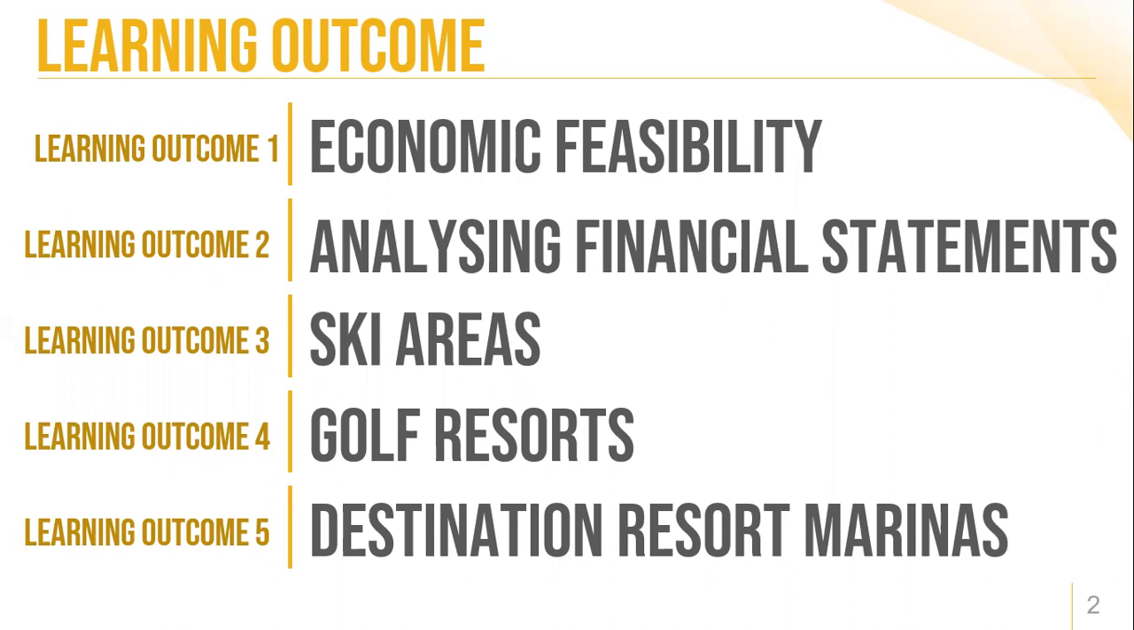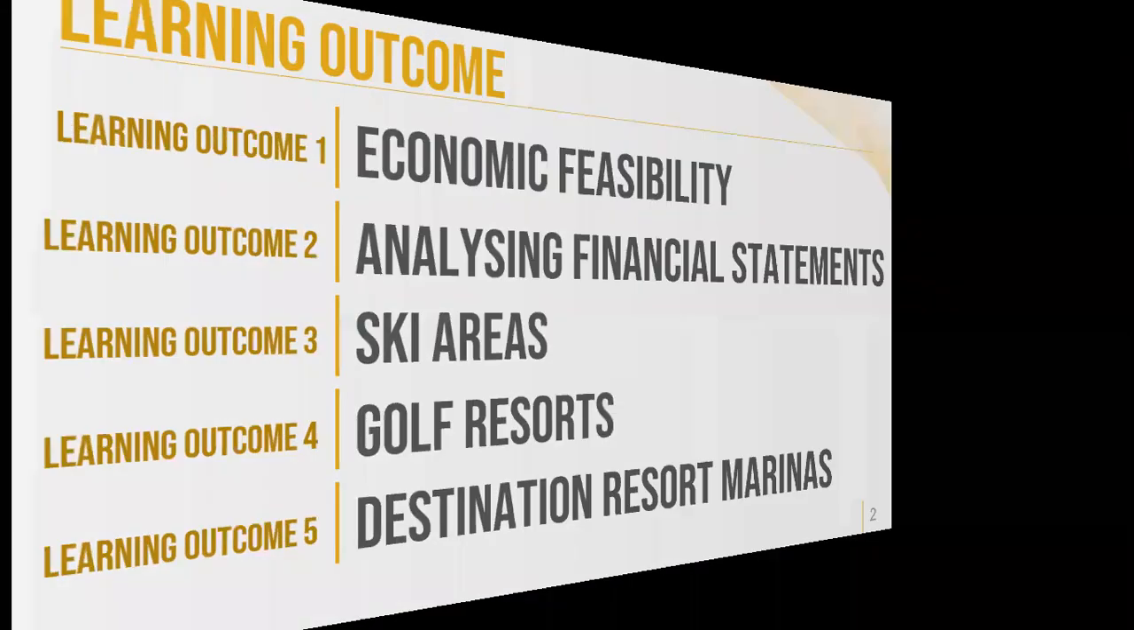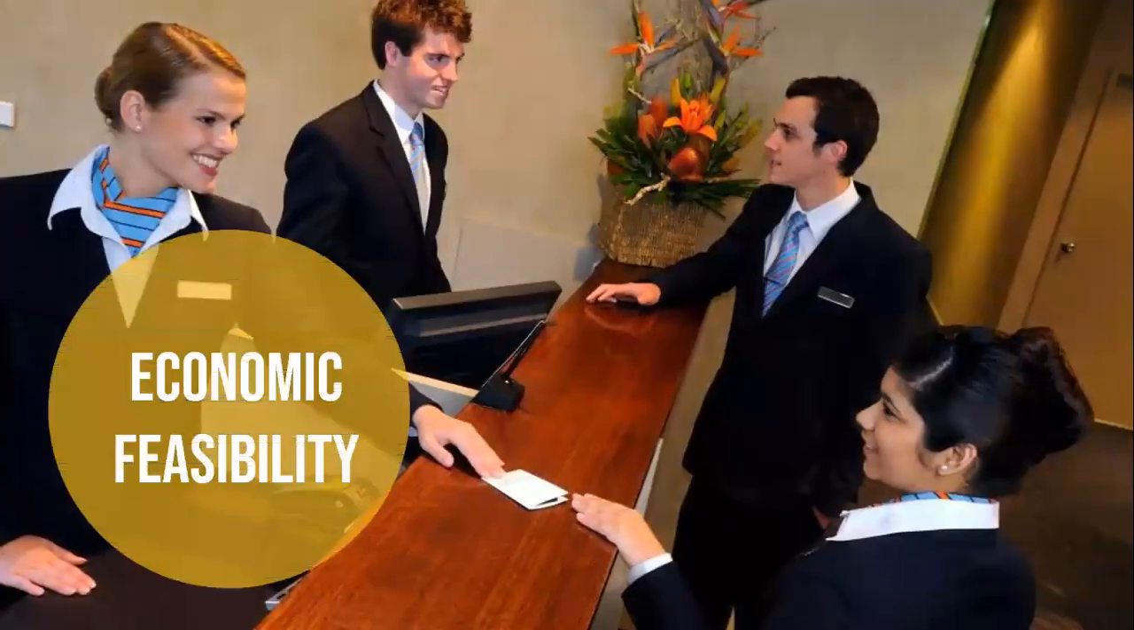Number 3 is key areas. We also learned what a ski area or ski resort is, and a golf resort. Last but not least is the destination resort, that is marina. Learning outcomes 3 until 5 are something redundant, but I will revise for you the economic perspective for these 3 matters: ski areas, golf resort, and also marina. So first and foremost, economic feasibility.